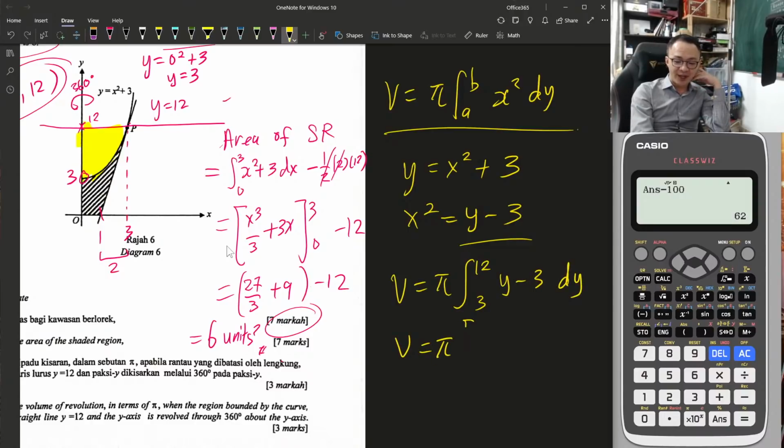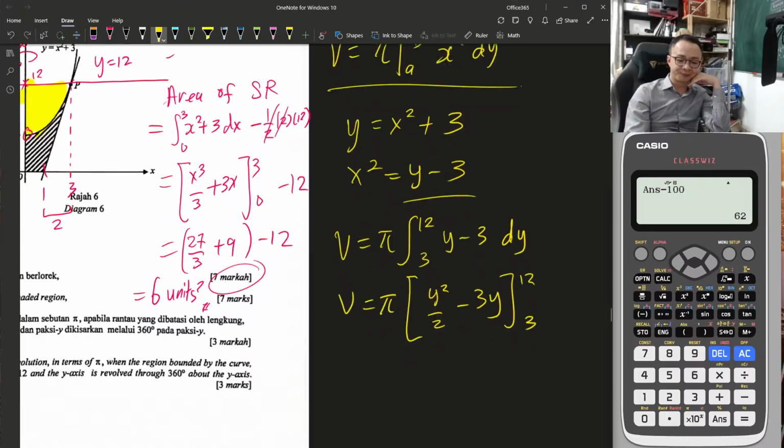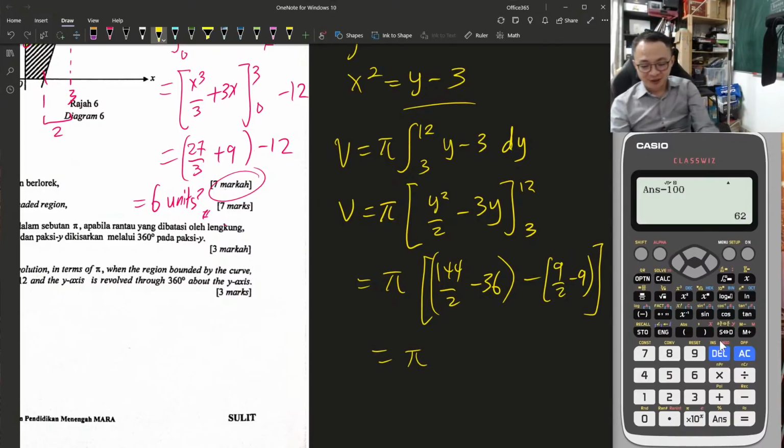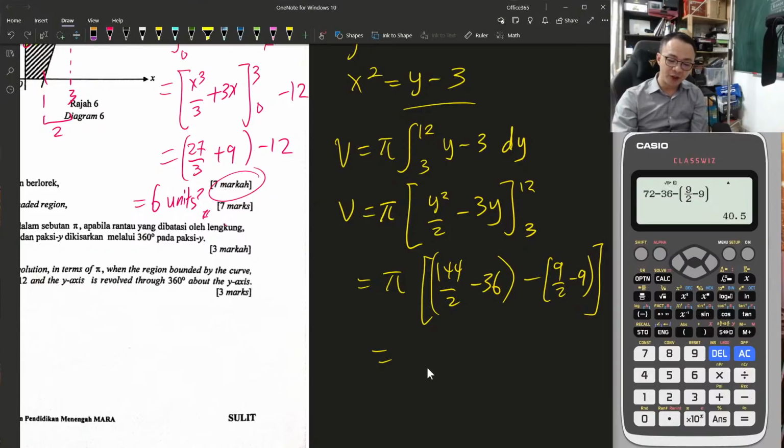Alright, in terms of pi, so I'll leave the pi over there and not touch it. Integrating here gives y squared over 2 minus 3y, from 3 to 12. Then we can just substitute: 144 over 2 minus 36, and then minus 9 over 2 minus 9. Alright, we can use the calculator here. This one is 72, right? 72 minus 36, and then minus bracket 9 over 2 minus 9, close the bracket. So it is 81 over 2 pi, or 40.5 pi.